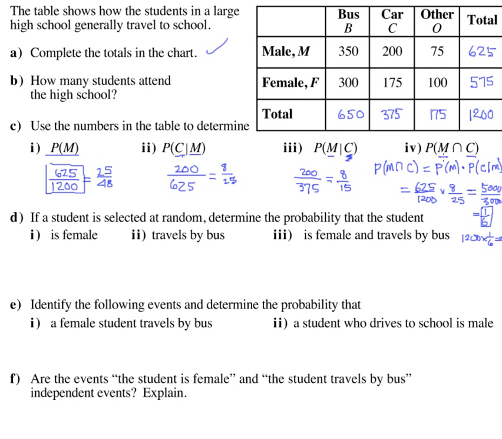So remember, we can't just do male times car because that only works if these things are not connected. In this chart, it looks like choice of transportation does depend a little bit on gender, and so we have to use the more complicated way.